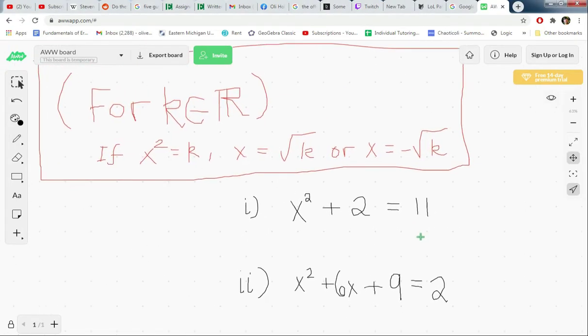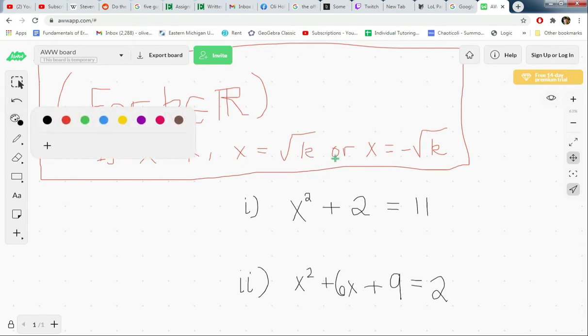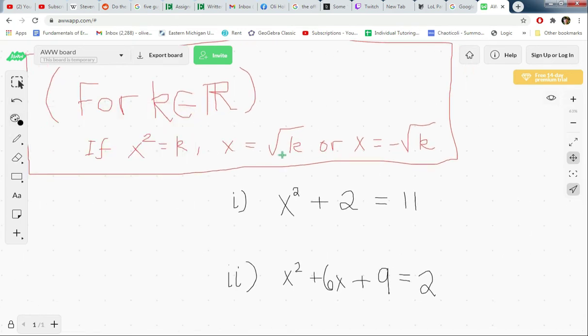In this video we're going to look at section 8.1, and one of the first rules that you learn about is called the principle of square roots. It basically says this, what's in red here. If k is a real number, then if x squared equals k, then x equals the square root of k, or x equals the negative square root of k. And remember that in math, the word or is inclusive, so it's saying one, the other, or both.